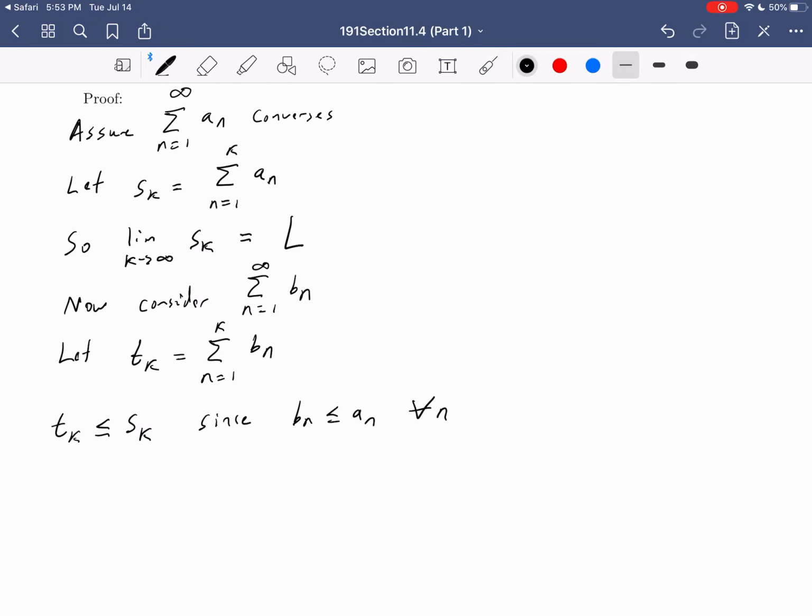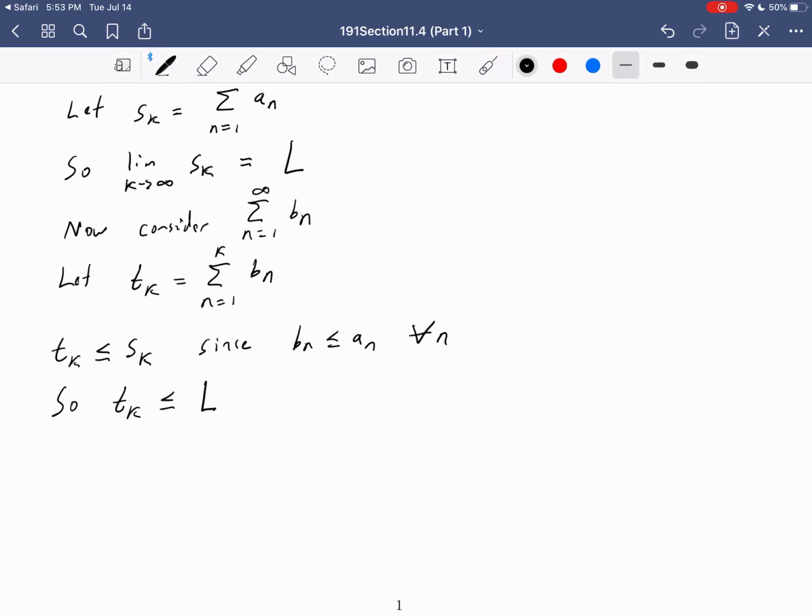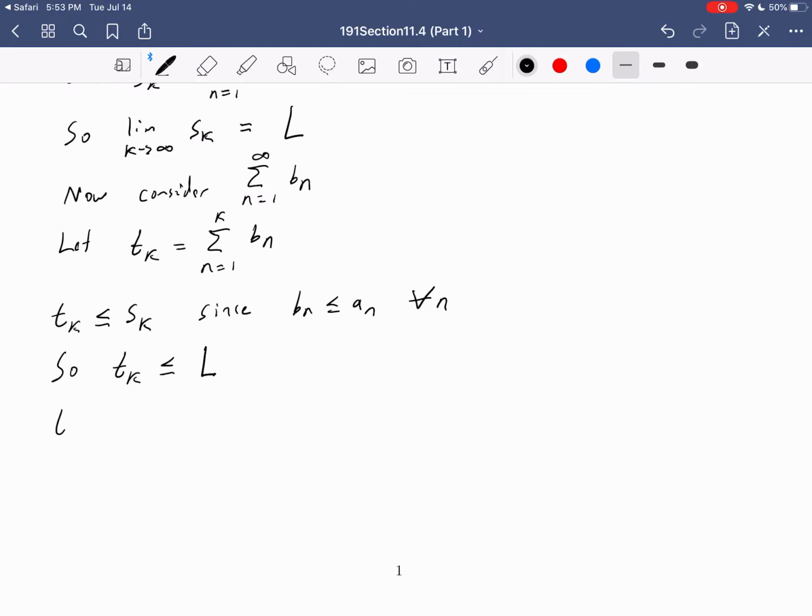So what this tells us is, if t sub k is always less than or equal to s sub k, and s sub k goes to L, then t sub k is always less than or equal to L. If the infinite sum eventually goes to L, then the finite sums all have to be less than L. Why do we care about that? Well, this means that t sub k is bounded above by L.